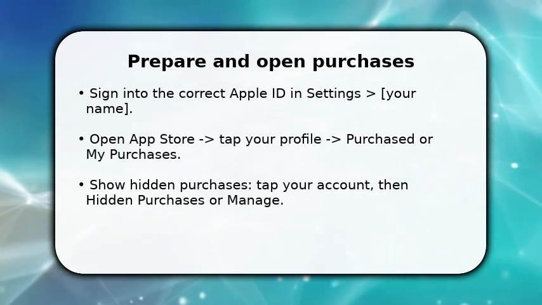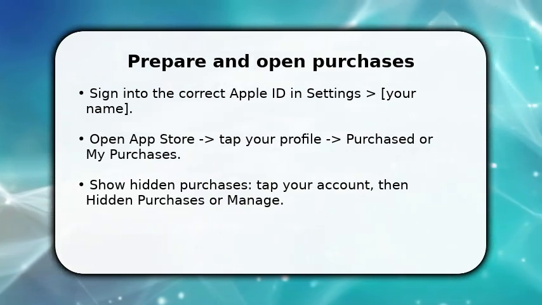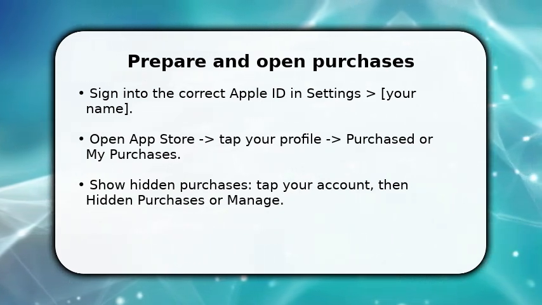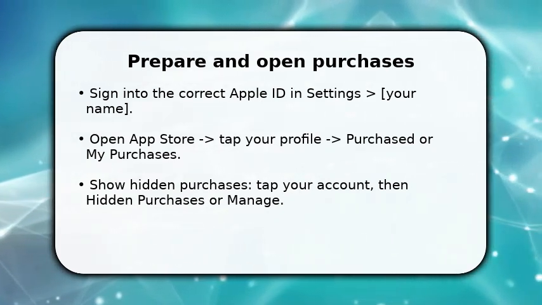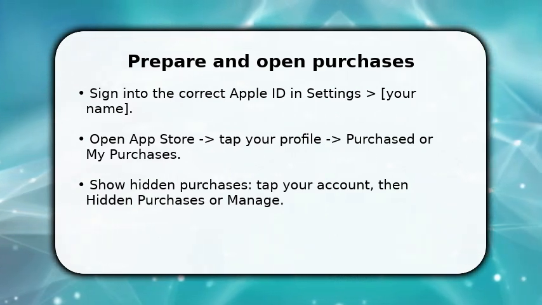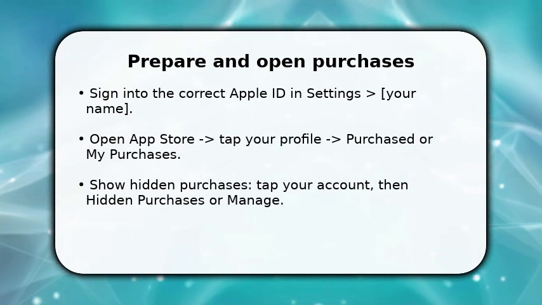Next, you need to navigate to Hidden Purchases or Account Settings, right arrow Hidden Purchases to reveal items Apple keeps out of your list. This step exposes the entries you can remove or unhide, and it's required before deletion actions.